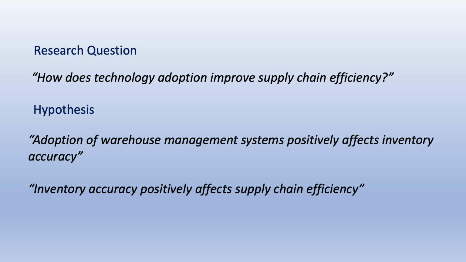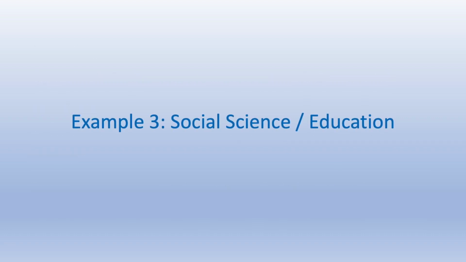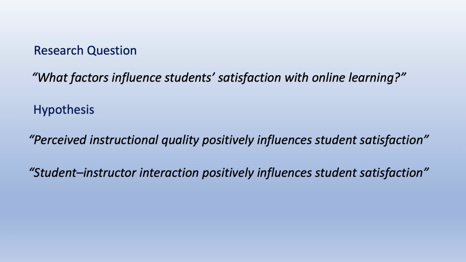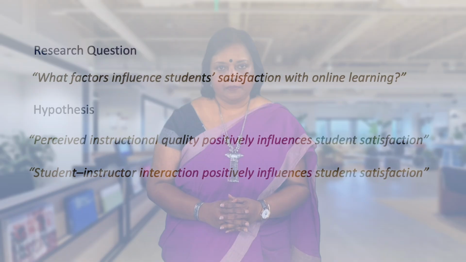Now let us consider education research. A research question here may be, what factors influence students' satisfaction with online learning? After literature review, key constructs emerge. So, we write the hypothesis as, perceived instructional quality positively influences student satisfaction. Student-instructor interaction positively influences student satisfaction. Multiple hypotheses can be tested simultaneously.